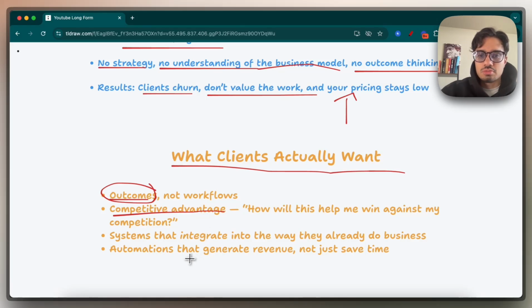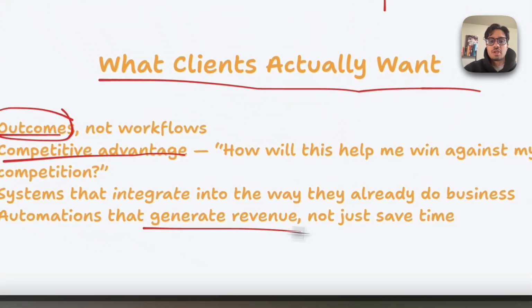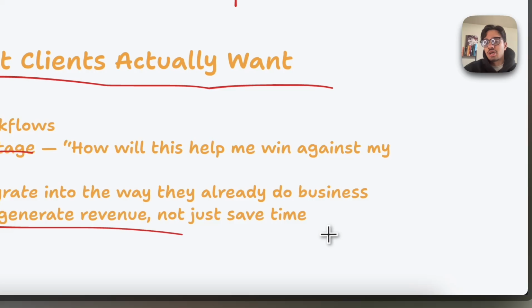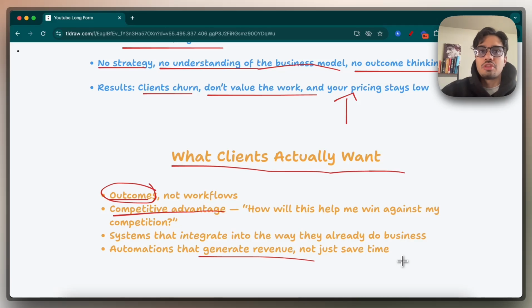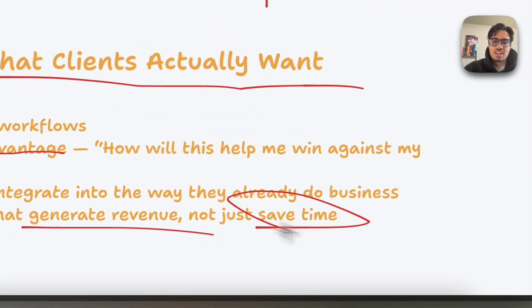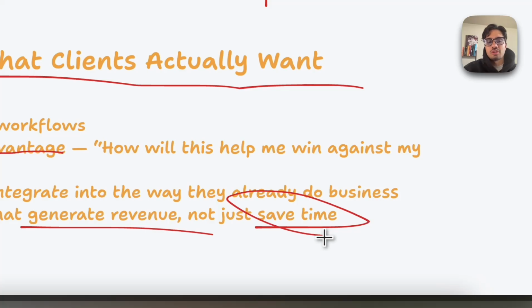And that goes into this point where we want automations to generate revenue. We don't want to just save them time. That's not strong enough to actually care. A lot of these people just want to make more money, whether through cost savings or from actually generating more revenue. Time is a very intangible thing, where it's very hard for them to quantify that in terms of ROI.